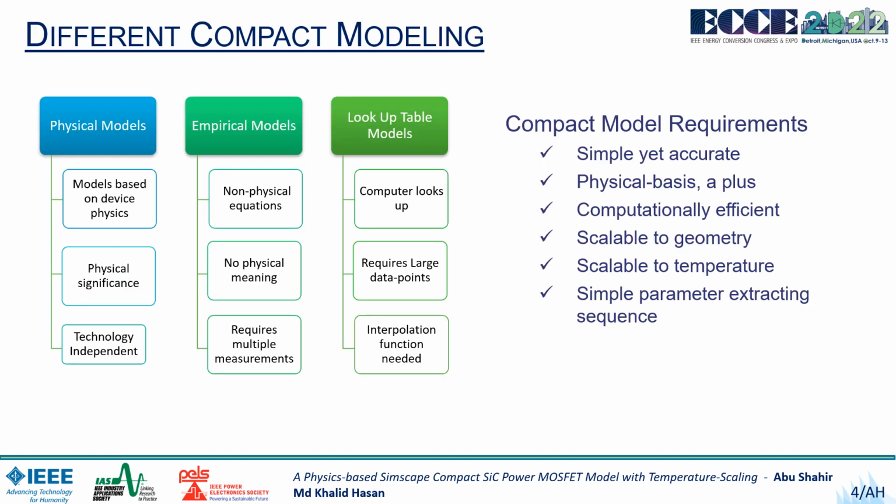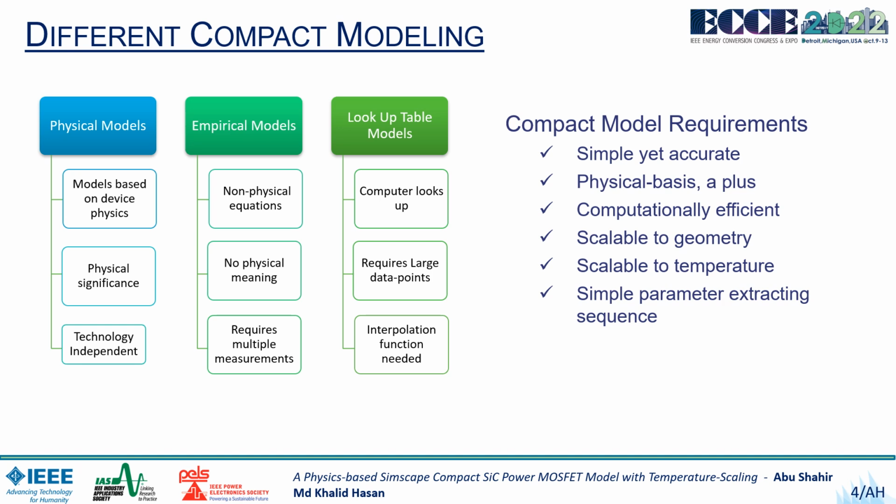Now let's look at the different types of compact modeling. The physical models are based on device physics, parameters have physical significance, and the modeling is technology independent. Usually equations are non-physical in empirical models. Parameters are only exponents and coefficients, there is no physical meaning. It requires multiple measurements to develop equations.